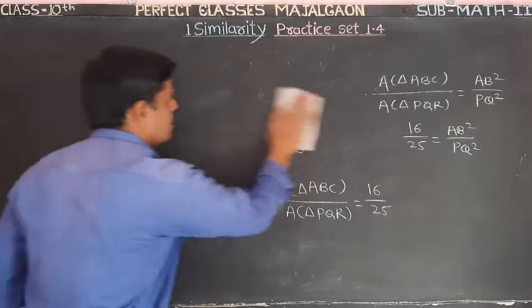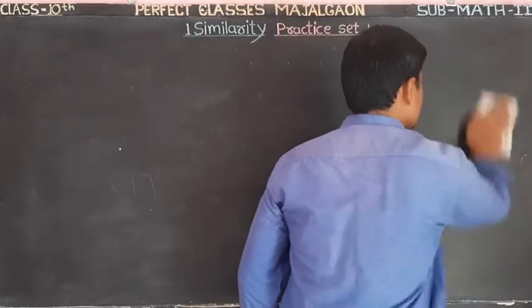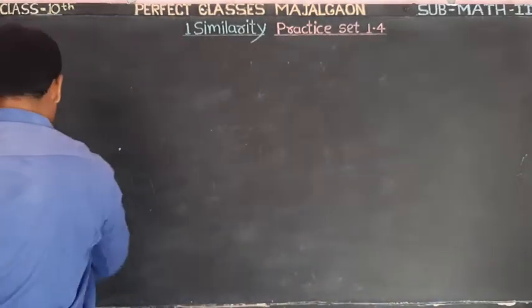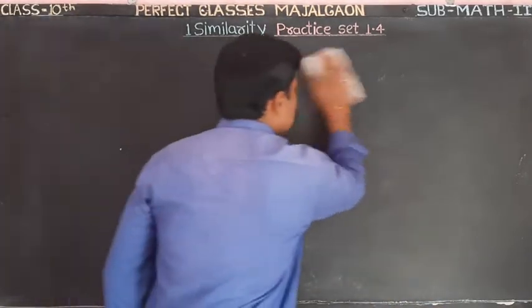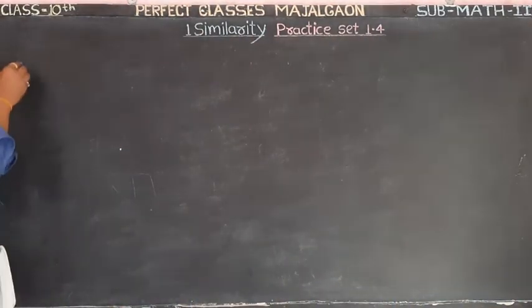This practice set is completely based on the theorem of areas of similar triangles. Only when you understand the theorem can you solve all the examples in this practice set. Question number 4.